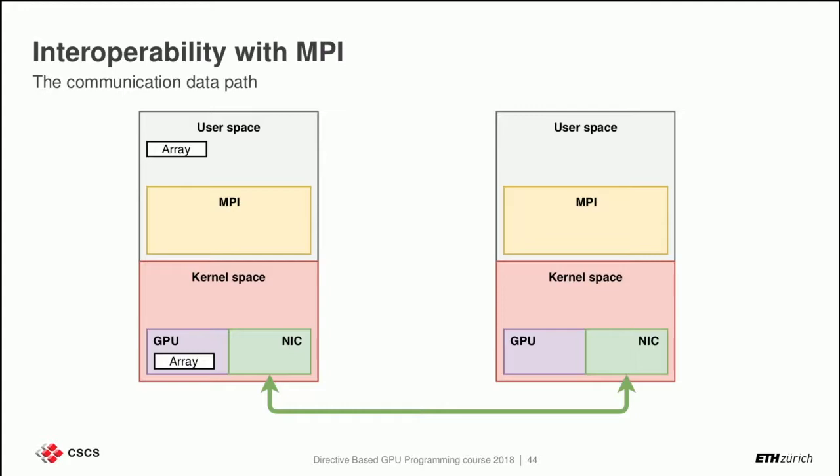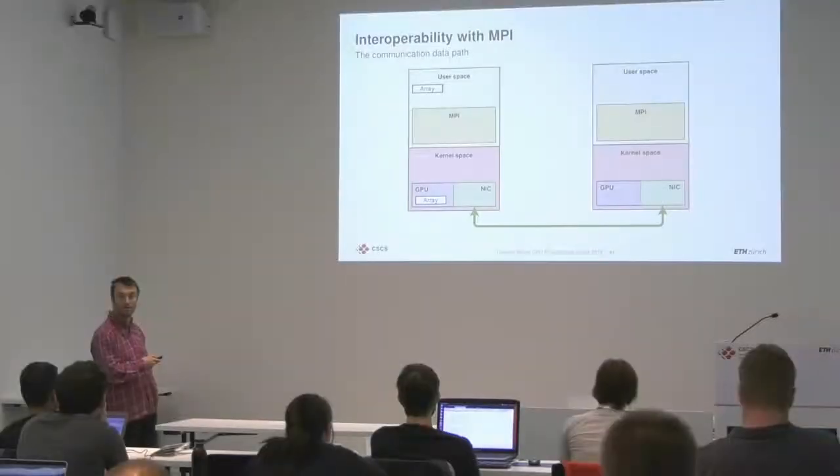So, interoperability with MPI. I guess lots of you are going to use OpenACC or have been using it with MPI. So what is the data path when you have an OpenACC program? You have a node with your network card here, your GPU, your array, and your MPI library. You have copied your array to the GPU and you're doing some work. And then you want to send this array that you have computed, communicate it to another node.